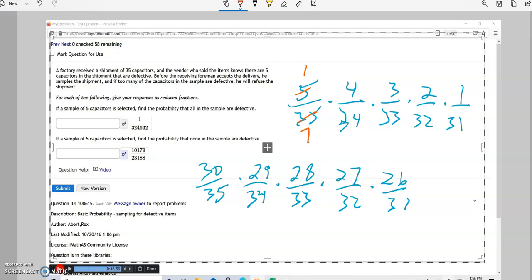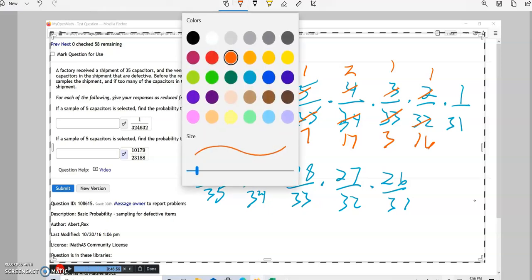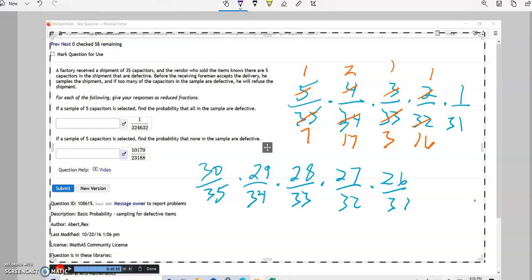4, you could divide top and bottom by 2. 4 divided by 2 is 2, and 34 divided by 2 is 17. 3 goes into 33 3 times, so I could go 1 here, and I could go 3 here. 2 goes into 32 16 times, so I could go 1 here, and I could go 16 here, and I can't do anything there. Now I could do 1 more.